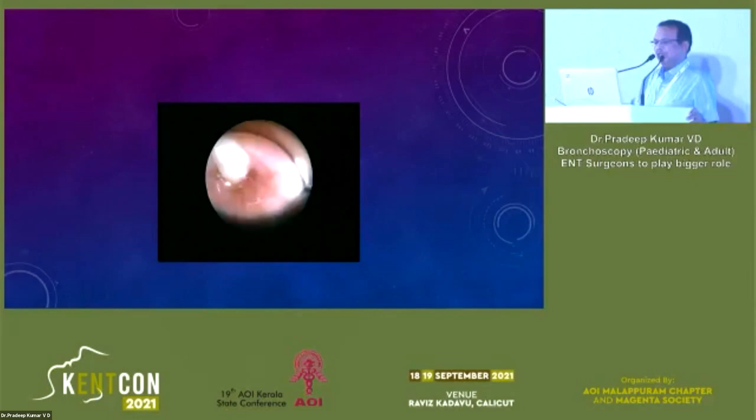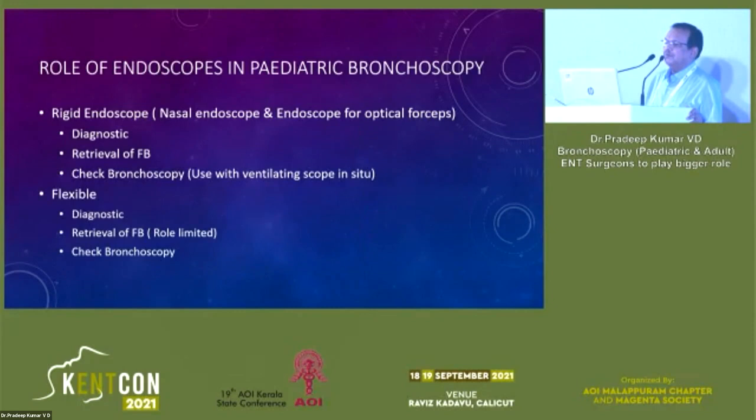So what is the role of endoscopes in pediatric bronchoscopy? It's the rigid endoscope as well as the flexible scope. Rigid endoscopy is diagnostic, and allows retrieval of foreign body as well as check bronchoscopy. Flexible is diagnostic, retrieval is doubtful, and check bronchoscopy, yes.